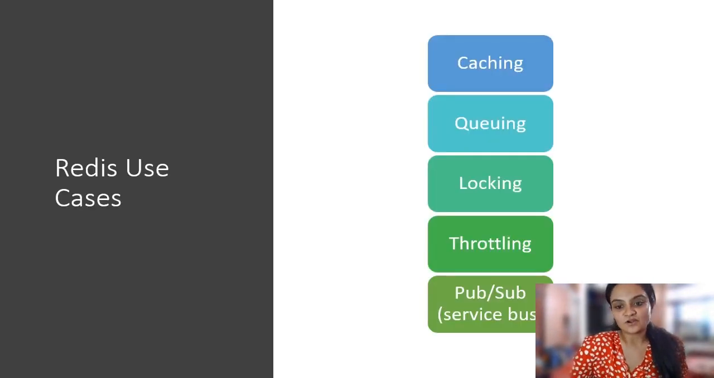Now we are going to talk about Redis use cases. There are 5 use cases: caching, queuing, locking, throttling, and pub/sub. There are many popular sites which are using Redis: Twitter, Instagram, Vine, GitHub, Stack Overflow, Pinterest, and many more. In my next slide, we are going to look at each of these in detail.